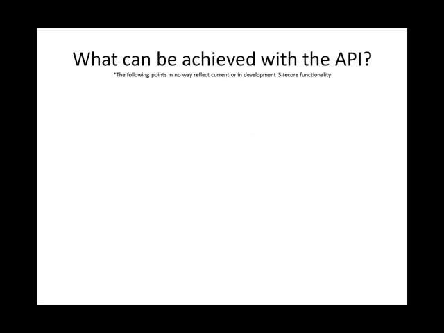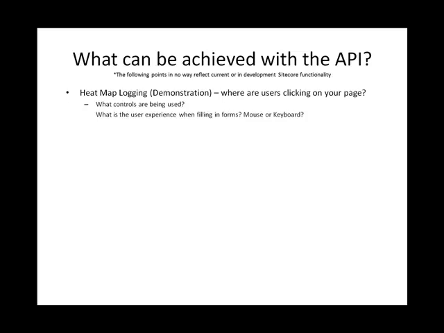So, what can actually be achieved with the API? I will add a caveat that the following points that I'm going to show you in no way reflect current or in-development Sitecore functionality. So, for example, we could do things like heat map logging. So, where are the users clicking on our page? You can imagine the kind of analytics information that you can gather out of this, such as what controls are being used on the page and which ones aren't.